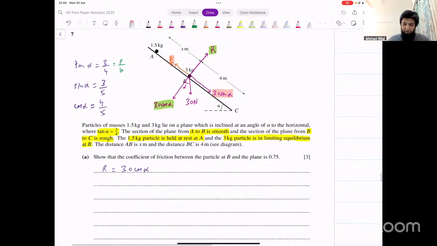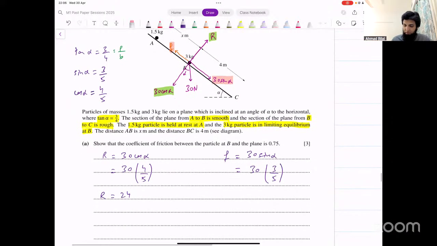So R is 30 cos alpha. That will simplify to 30 into 4/5. That's 24. R is equal to 24. Equate the other forces. F equals 30 sine alpha. Sine alpha is 3/5. 30 into 3/5. What does that turn out to be? That's 18. Friction is 18.